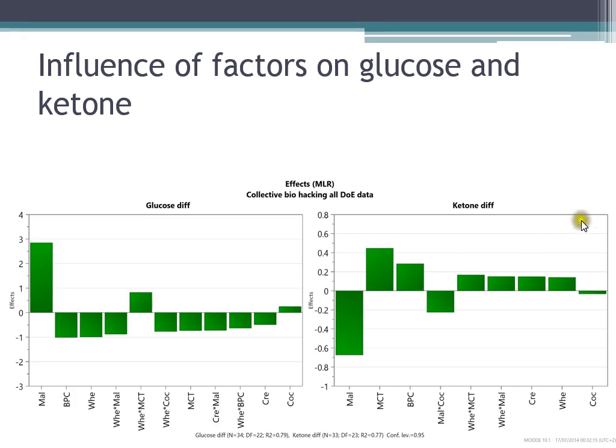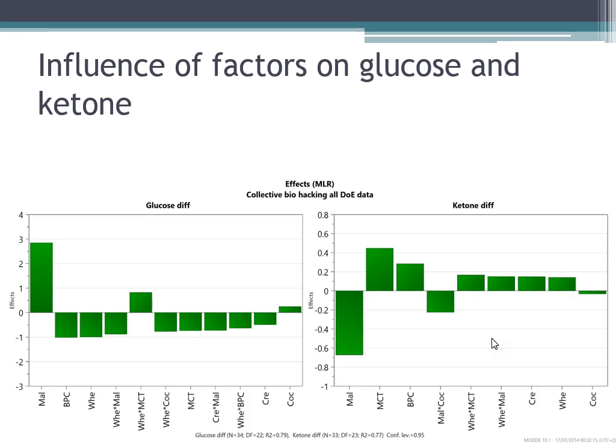And then you see whey protein and MCT have a synergistic effect on the ketones. So there might be some biochemical explanation to that. I will leave that for now, but it was not what I expected, originally at least.